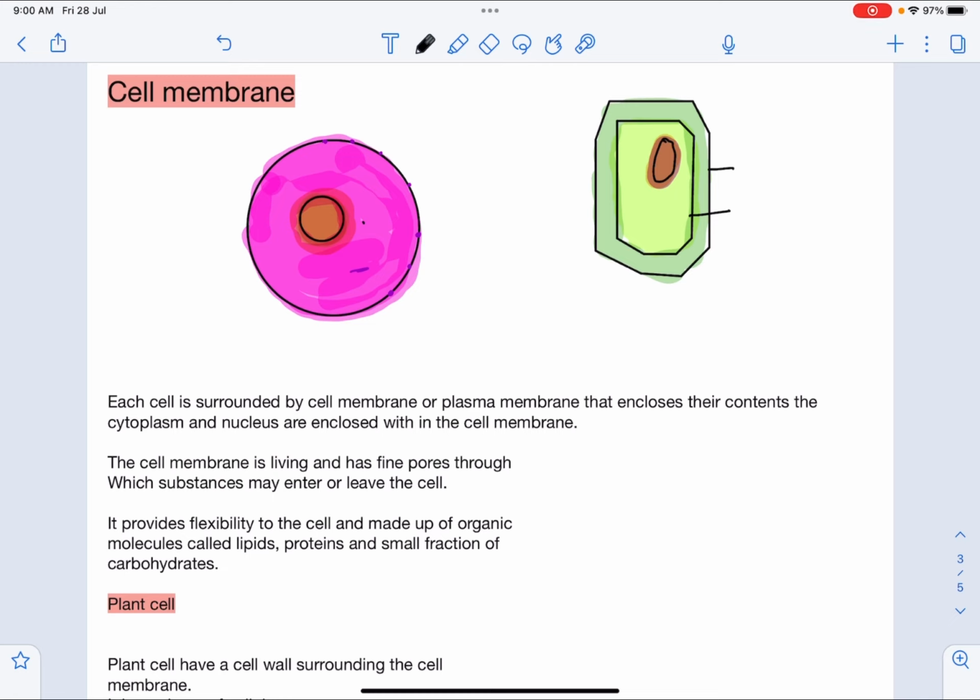In this video, I am going to discuss the cell membrane. A cell has three main parts, and the first and outermost part is the cell membrane. In a plant cell, the outermost part is the cell wall. This is a plant cell, and the outermost covering of a plant cell is the cell wall, and the second one is the cell membrane. In an animal cell, the outermost part is the cell membrane, or you can say the plasma membrane or cell membrane.